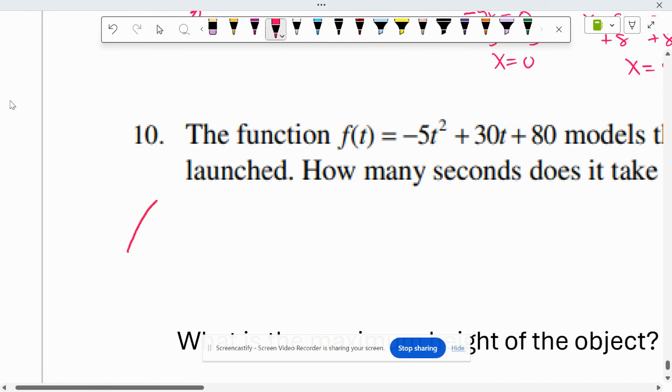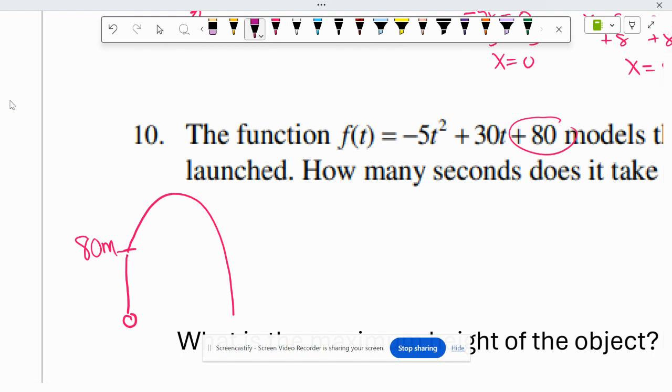So this object is doing this. Its starting height right here is 80 meters. That's how high it is when it starts. So when the time is 0, it's 80 meters in the air, right? This is not part of the parabola. This is the y-axis. Here's my x-axis. So we need to figure out when it's going to hit the ground. We're trying to figure out the other root. So that means we have to set it equal to 0 and factor.